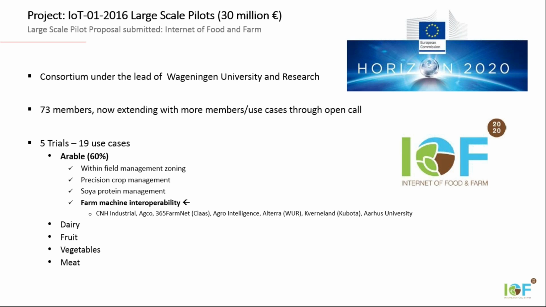So the way these demonstrators are organized is in 5 categories of different sorts of farming: arable, dairy, fruit, vegetables, and meat. And the idea is that we have a use case there where we're going to demonstrate existing standards that are going to solve the interoperability issues that the farmer is facing today.